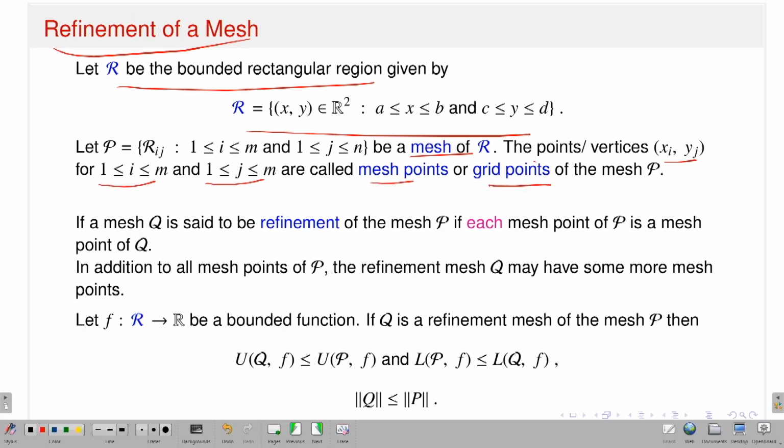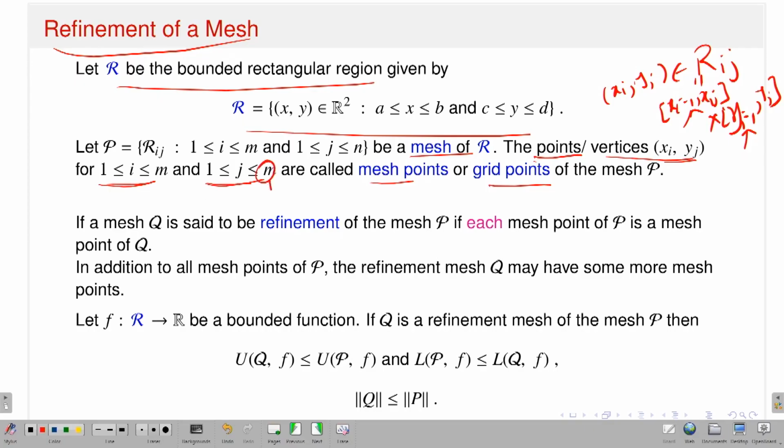Now look at what the point is. This is x_i and y_j, and if you see, this is a point in the cell R_ij, because R_ij is nothing but [x_{i-1}, x_i] cross [y_{j-1}, y_j]. So, x_i is sitting here, y_j is sitting here, therefore this is a point. This point is called a grid point of the partition P, or the mesh P. That is exactly what I have written: the points or vertices (x_i, y_j), i from 1 up to n, j from 1 up to m, there is a typo, this should be m, are called the mesh points or grid points.